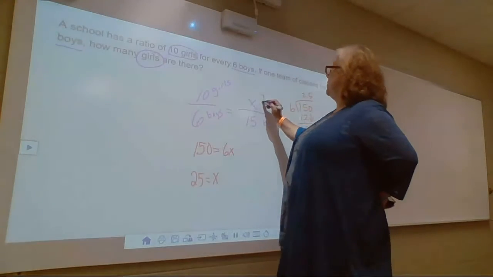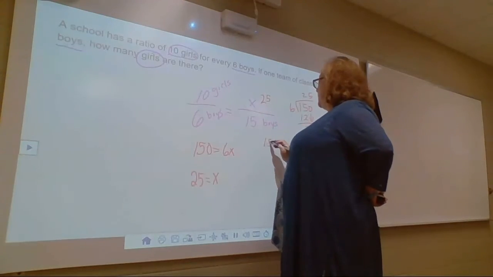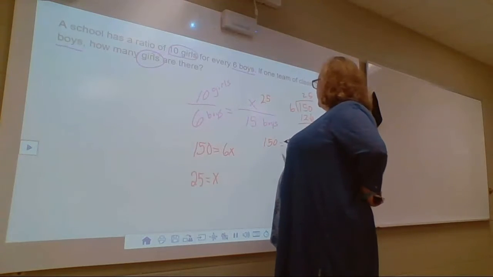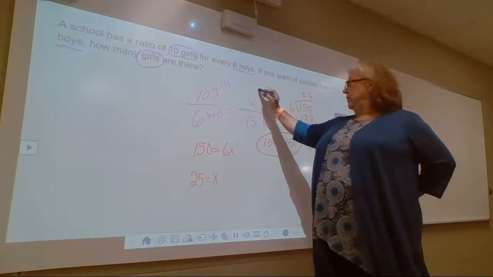So you can check your answer. You can put 25 here. 10 times 15 is 150. 6 times 25 is 150. So that is your answer. Your answer here would be 25.